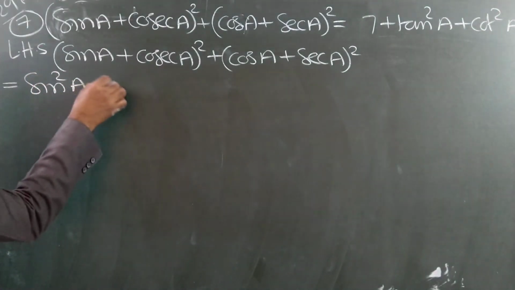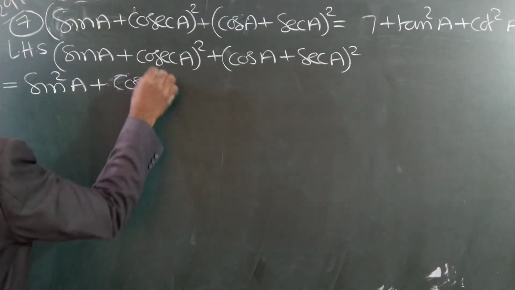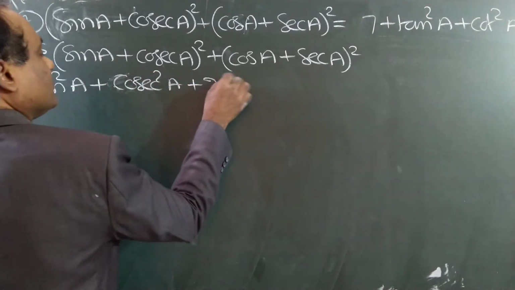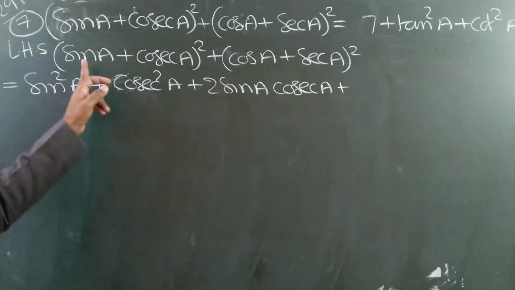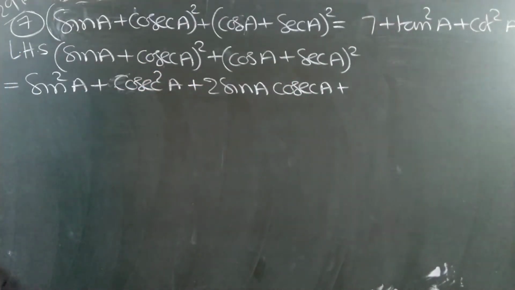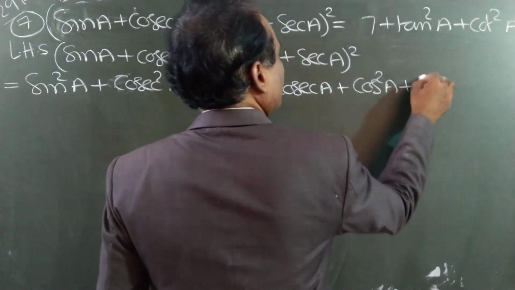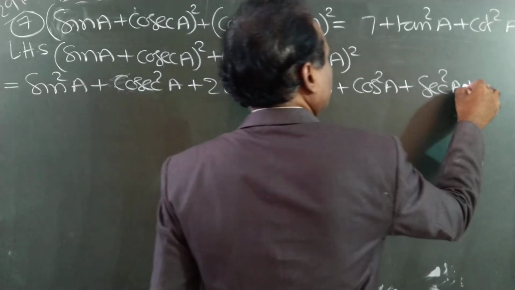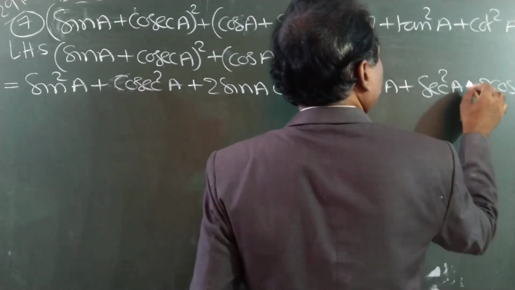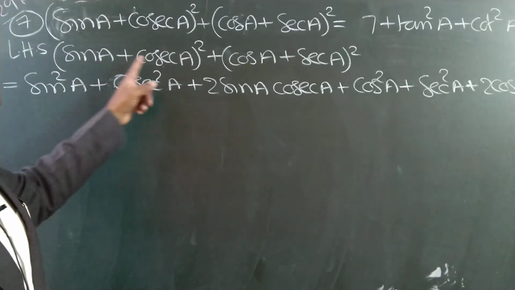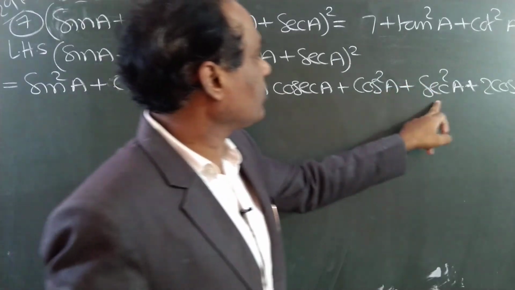A square plus B square plus 2AB. Same, A plus B whole square: A square plus B square plus 2AB. Don't write. A plus B whole square, A square plus B square plus 2AB.